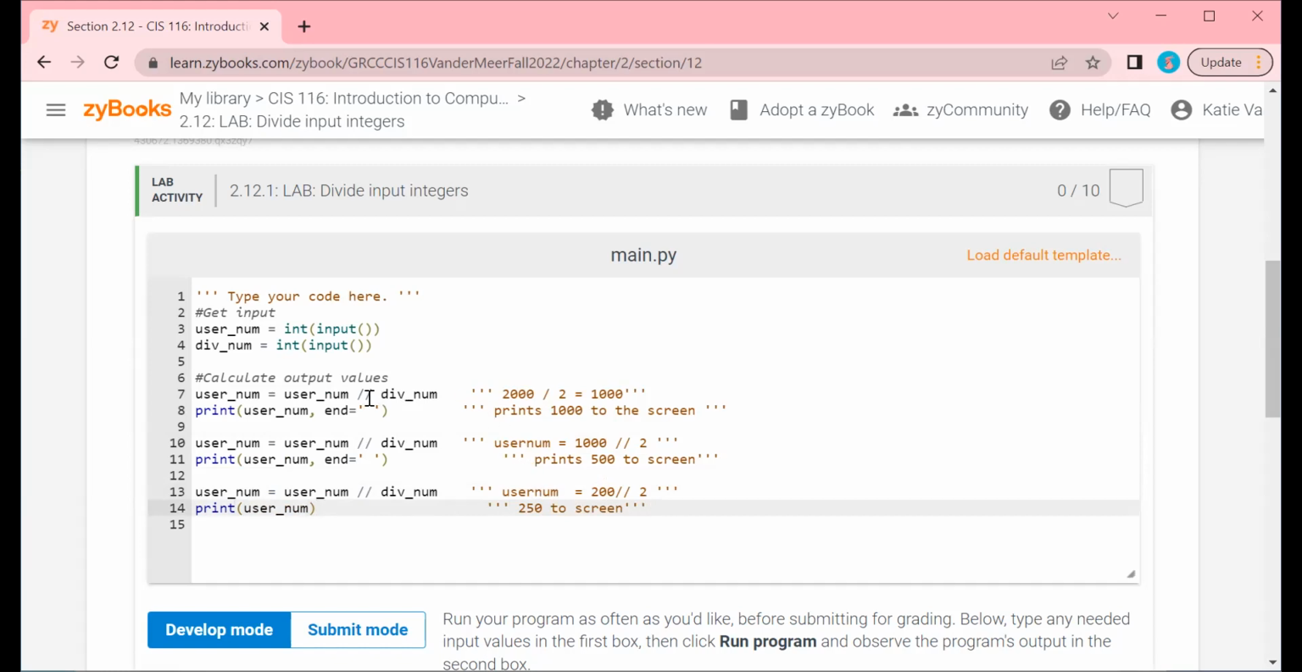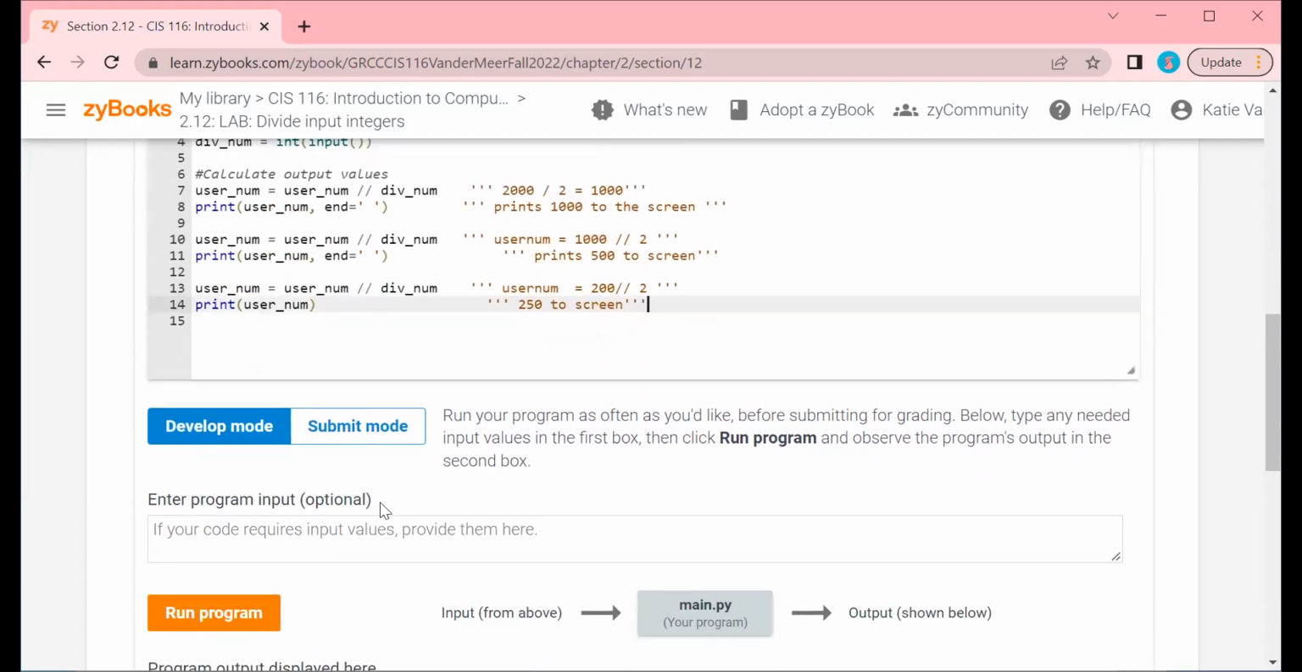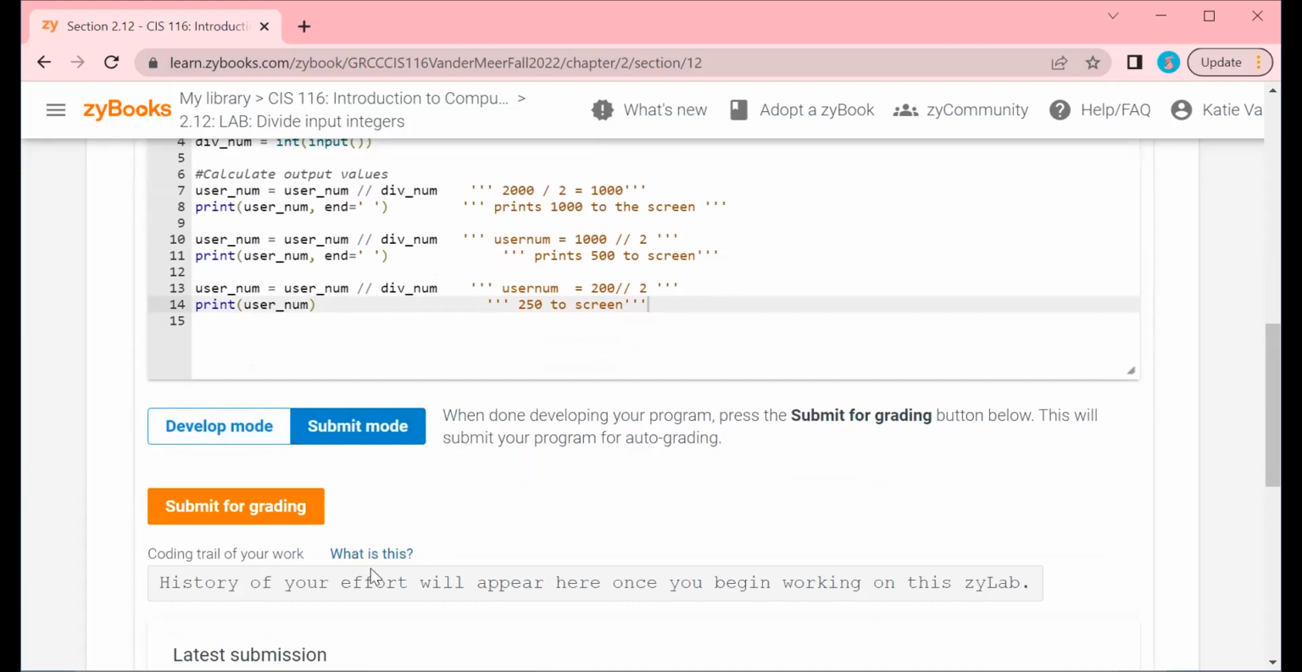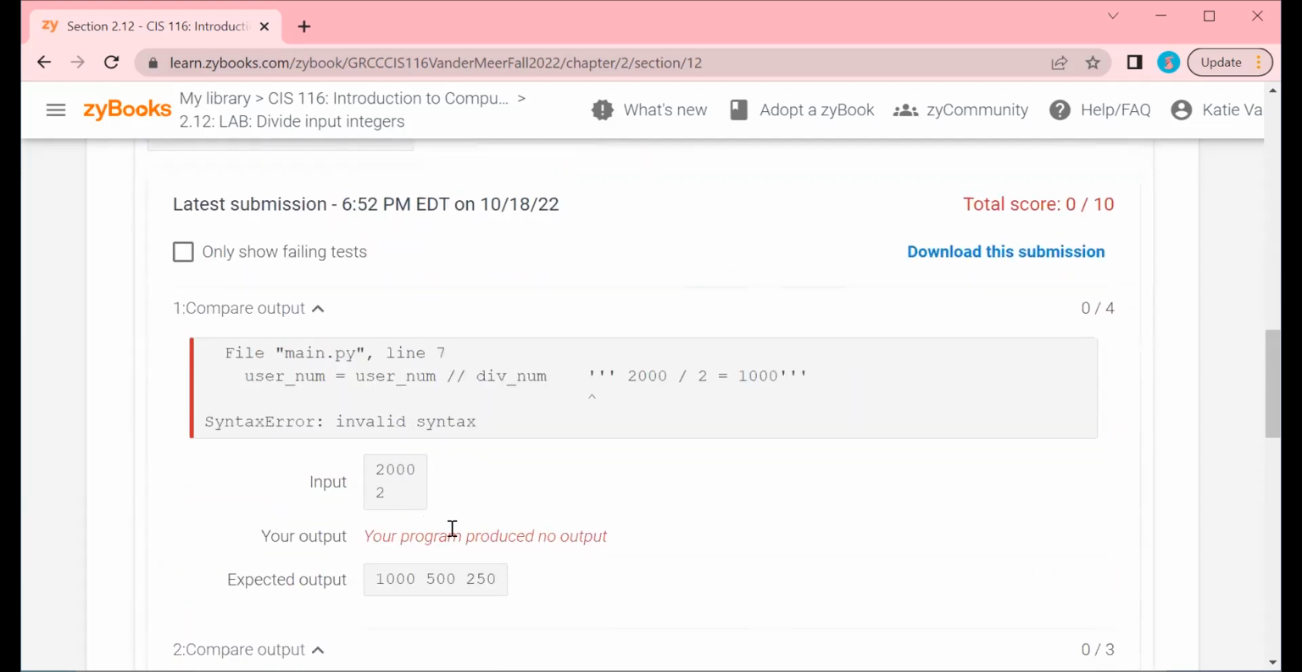Now, if I were to just take these and do normal division signs, and if you had whole numbers all along the way, you don't see a difference. But because I'm using floor division, it ignores the decimal. So let's do a different input instead of 2002, let's do something different.